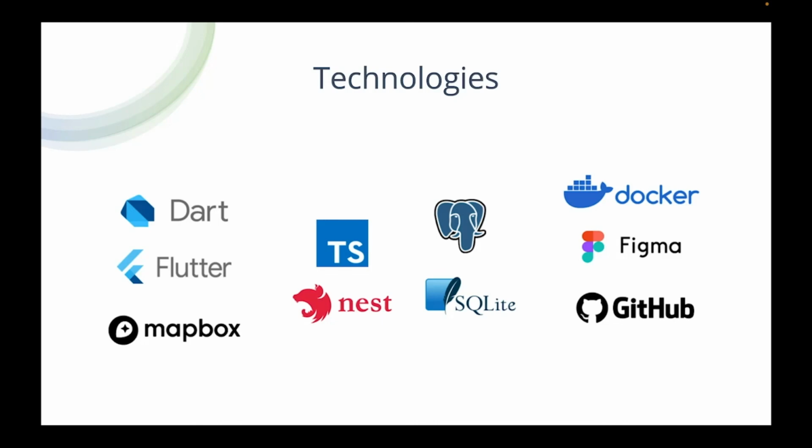On the backend, we used TypeScript and Nest.js to create our API. For the databases, we used SQLite to store data on mobile devices and Postgres for our centralized database. Other tools that we used include Docker to run Postgres database, Figma that we used to create app prototypes, and GitHub for effective team collaboration and project development.